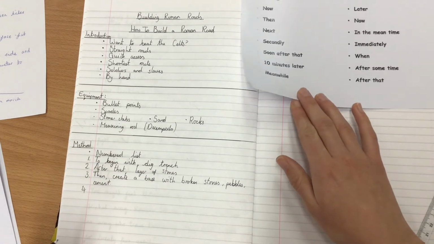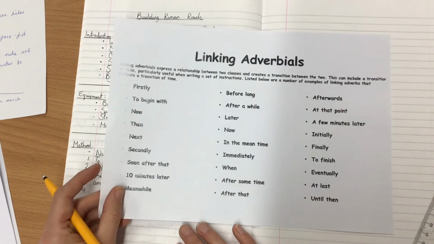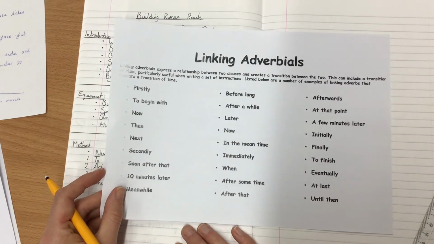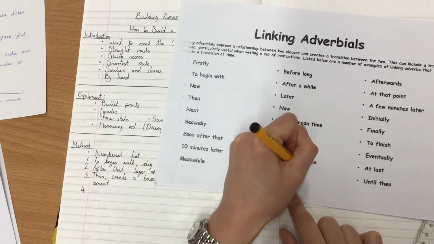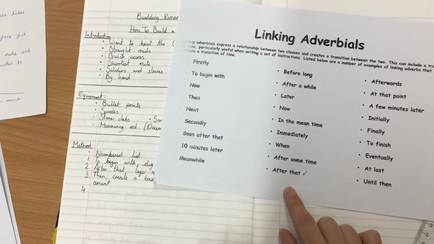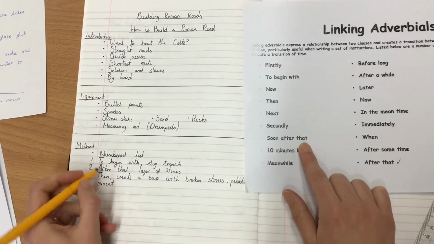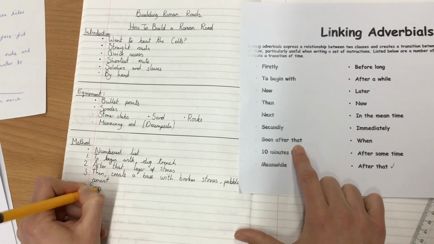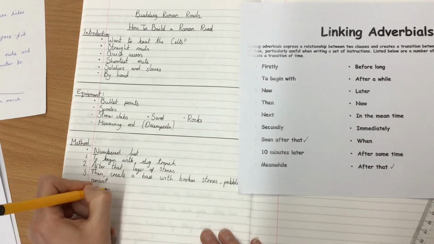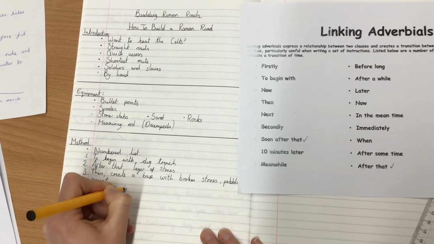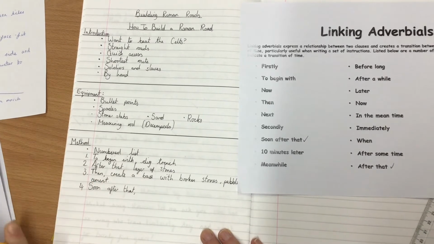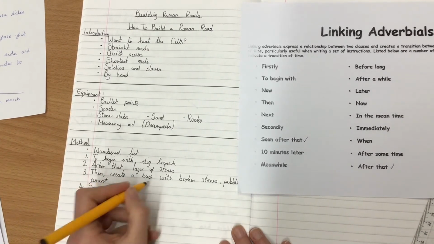Okay, so then we want the cement mixed with broken tiles. So have I used after that? I have used after that, so actually I'm going to tick that one. I might use soon after that now. Soon, I'm going to tick that's when I've used it. Soon after that, comma, cement mixed with broken tiles.